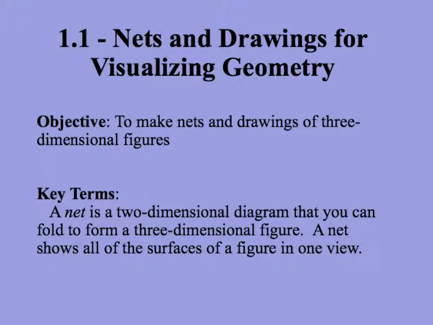Our first subject for our next unit is nets and drawing for visualizing geometry, because we're going to be talking about a lot of 3D shapes. But first we have to know, how do the 3D shapes come about? So that's where we come up with nets. A net is a 2D shape that can be folded up into a 3D shape. So your cereal box would be a 3D shape, but if you were to unfold it, that would be a net.